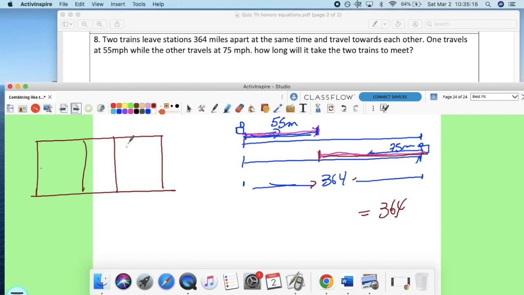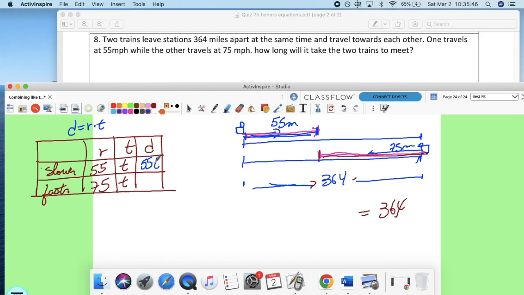So RTD, rate, time, and distance. And remember, distance is a product of rate times time. So the slower train, he's at 55 miles an hour. That's his rate. The faster one is at 75. Time, they both travel for a certain amount of time, same amount of time. Distance, remember, distance equals rate multiplied by time. So we multiply these two columns and we get 55t, and the other one is 75t. So distance of the slow train is currently represented by 55t, and this is of the faster train represented by 75t.